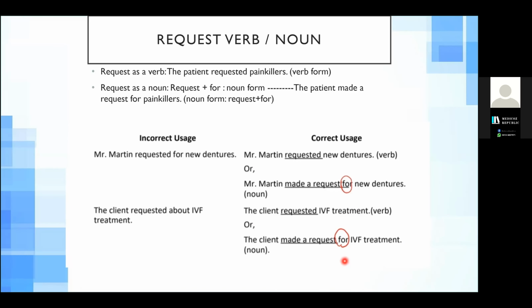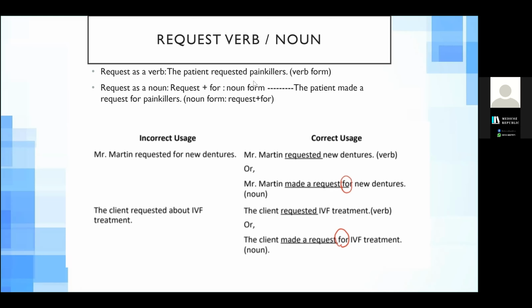Then request as a verb or as a noun. So again, when we are using the word as a verb, we can change its form. For example, when we are using the word request as a verb, the patient requested painkillers. We can change its form. So this is a verb form. And when we are using request as a noun, we have to use the word for.